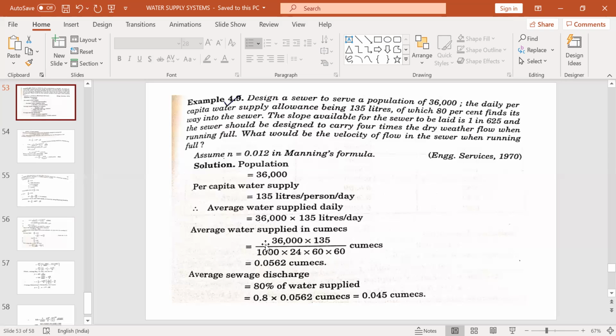Now, as per the Indian sewerage system, we know that whatever water is being supplied, 75 to 80%, nearly 80%, will come out as wastewater or sewage. So you find 80%. This was the water supply. So what is the average sewage discharge? It is 80% of the water supply. So 0.8 of 0.0562, that is 0.045 cumecs. So 0.045 cumecs is the quantity of water that is coming out in the sewer.